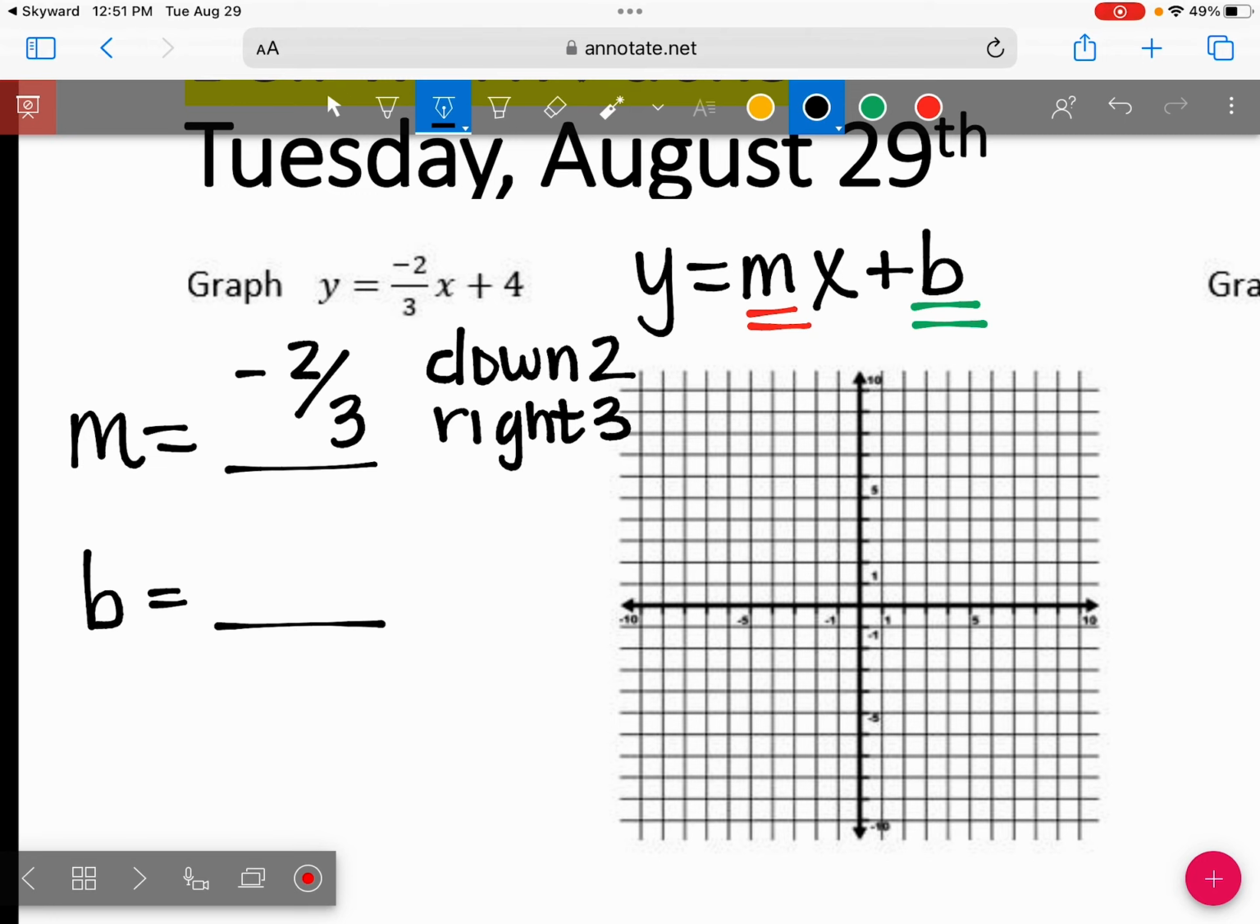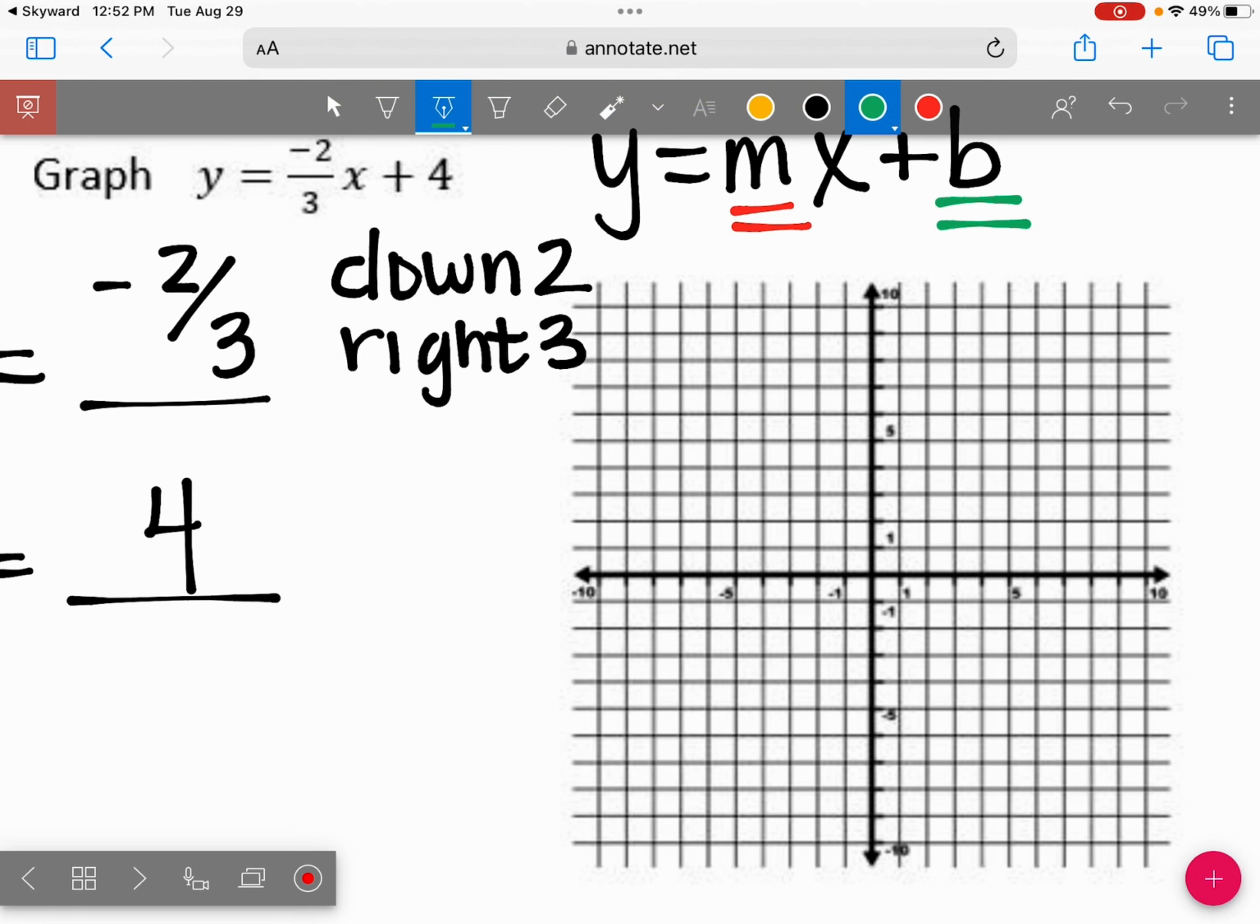The b value is 4. So what I want you to do is on the y-axis, which this is your y-axis, put a point at 4. 4 is positive 4, so 1, 2, 3, 4, that would be right here. Go ahead, put a point at positive 4 on the y-axis.